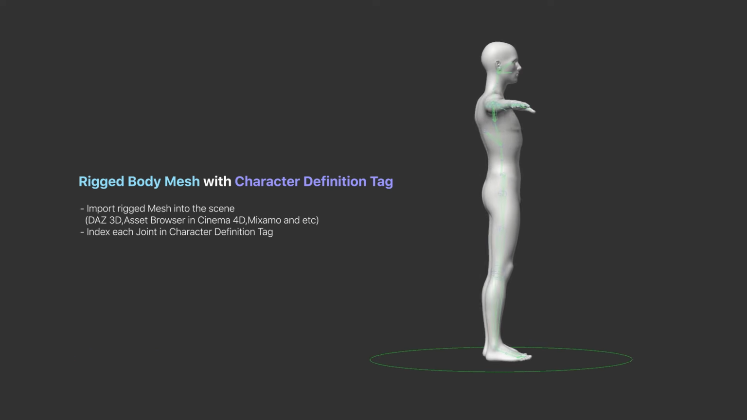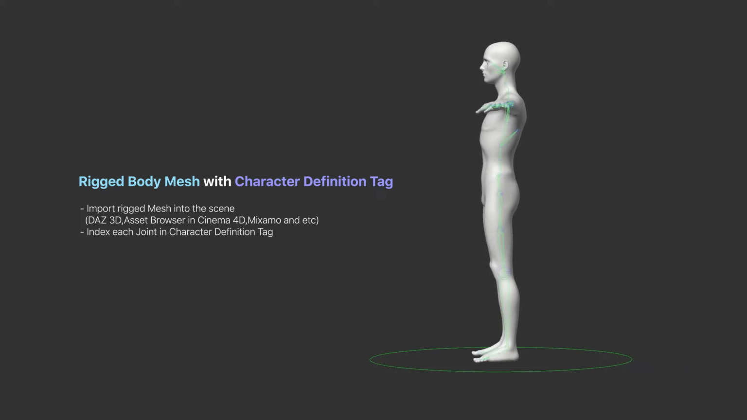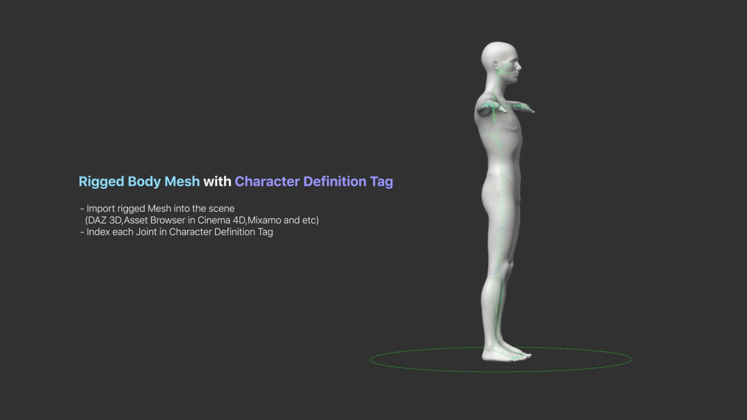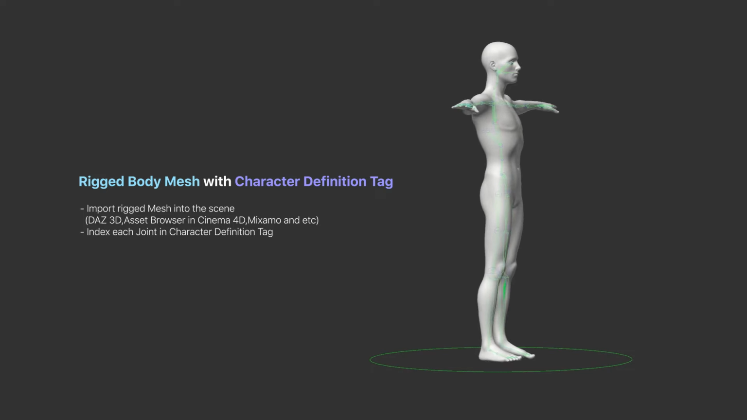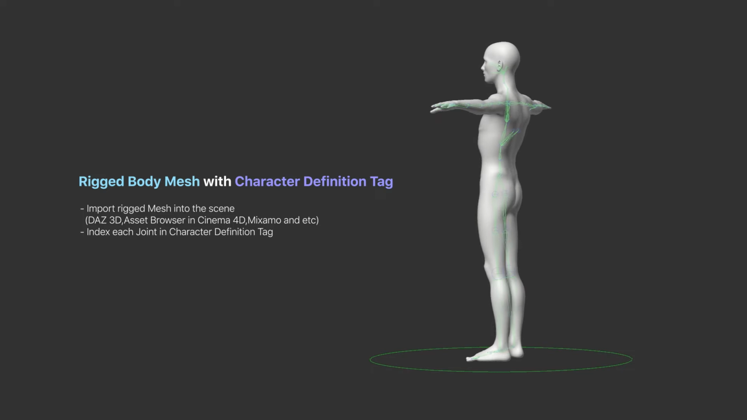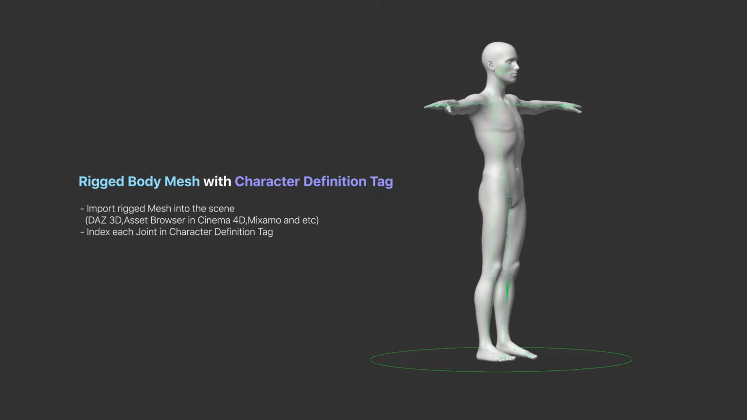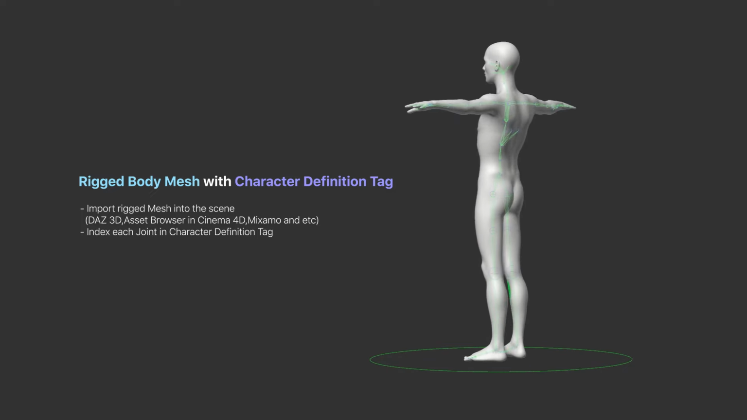Import rigged body mesh and apply character definition tag. Add rigged mesh into the scene. You can download it from DAZ 3D or the asset browser in Cinema 4D, Mixamo, etc. And index each joint in the character definition tag.